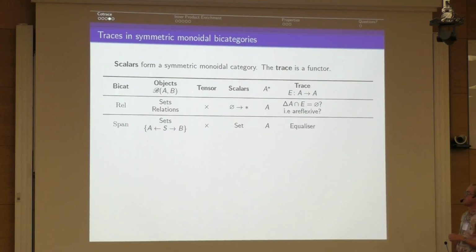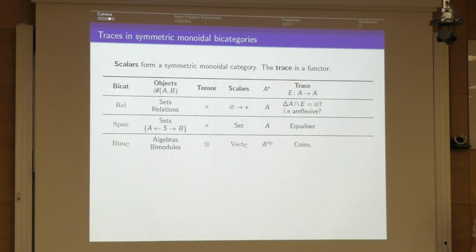A similar example is spans of sets. In this case, your scalars are the whole category of sets, and your trace gives you an equalizer. A span from A to A is just a pair of functions into A. You take their equalizer and that's the trace.